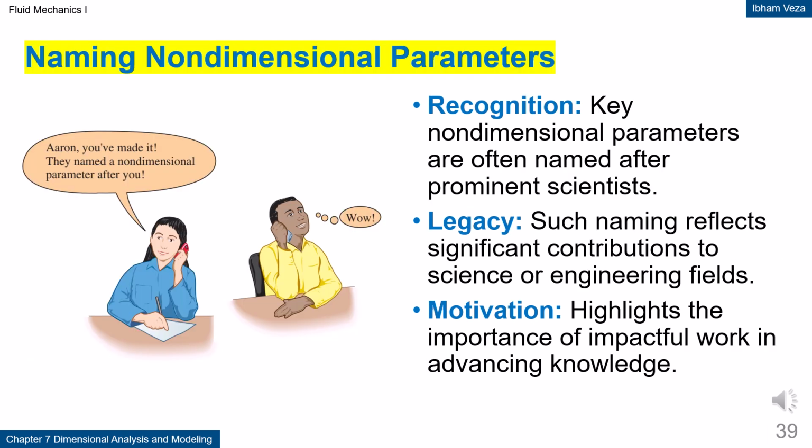Naming non-dimensional parameters. Many dimensionless parameters are named after scientists who made major contributions to their development. This naming reflects historical and scientific contributions in fluid mechanics and engineering. Examples include Reynolds, Froude, and Mach. By recognizing these names, students also become familiar with the history of scientific development. This shows that scientific progress is built through the contributions of many individuals.